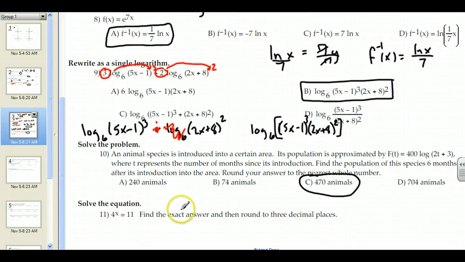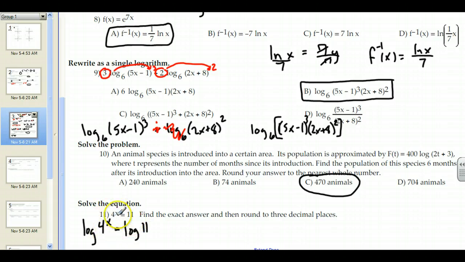Find the exact answer, then round it to 3 decimal places. So here, you can do it either way. You can bring in the natural log, or you can bring in a common log, it doesn't matter. But just bring in a log. I'm going to bring in a regular log. 4 to the x equals 11, but make sure you do it on both sides.